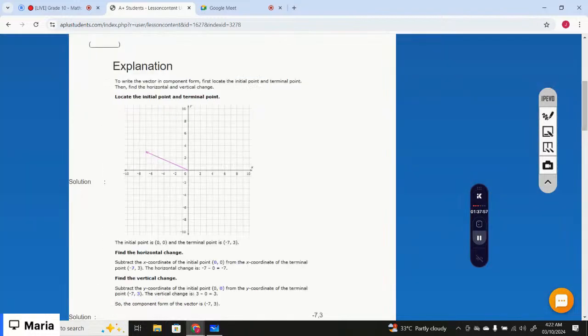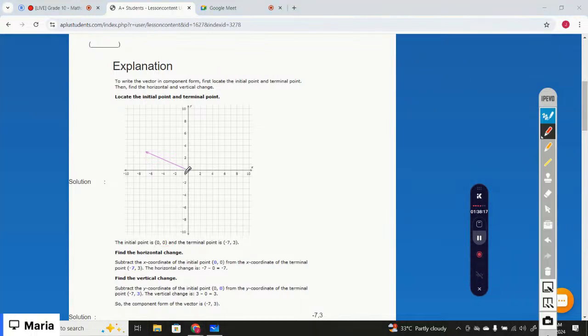So to write the vector in component form, first locate the initial point and terminal point. So the initial is at 0, 0 and the terminal is at negative 7 and 3, right? This is the initial and this is the terminal, right? So the initial is 0, 0 and the terminal point is located on the x-axis at negative 7, and on the y-axis at 3, right?